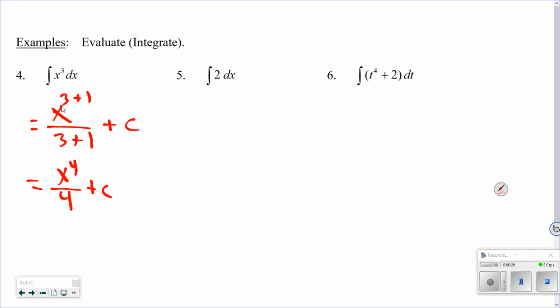All right, number 5, I have the integral of 2 dx. Well, 2 is a constant, so if I integrate it, all I do is just add an x. Make sure you don't forget the plus c. So the integral of 2 equals 2x plus c.